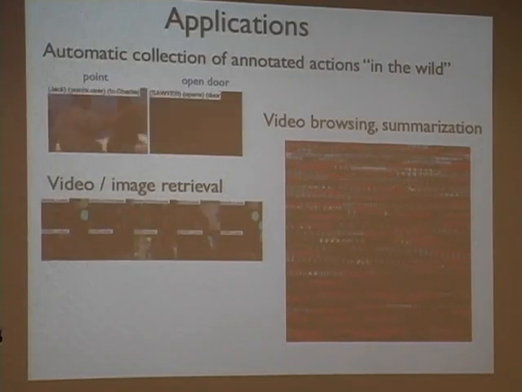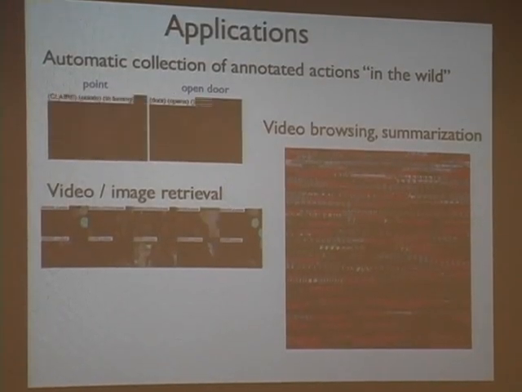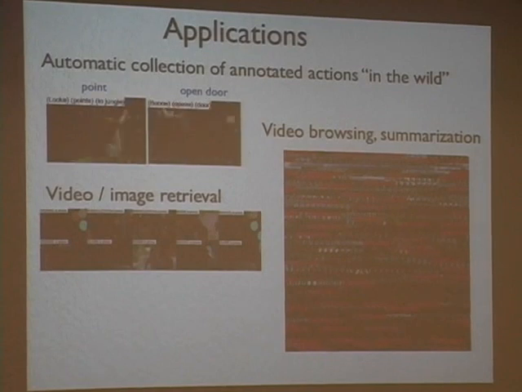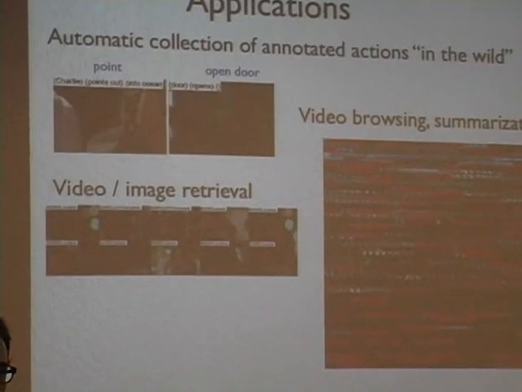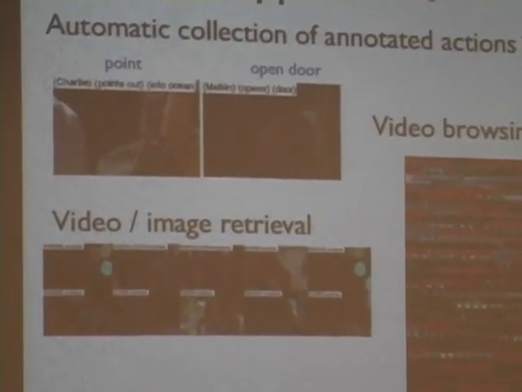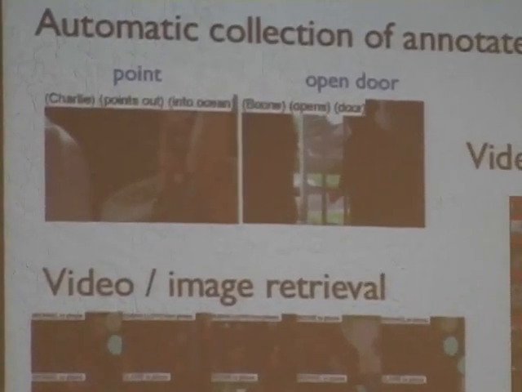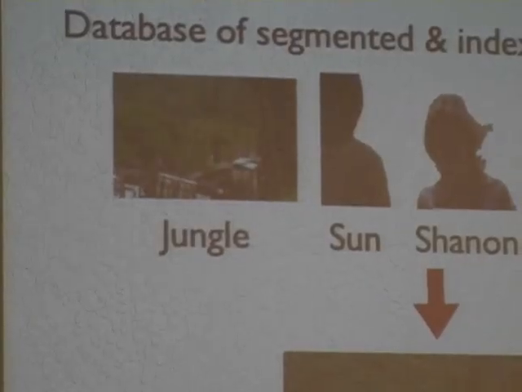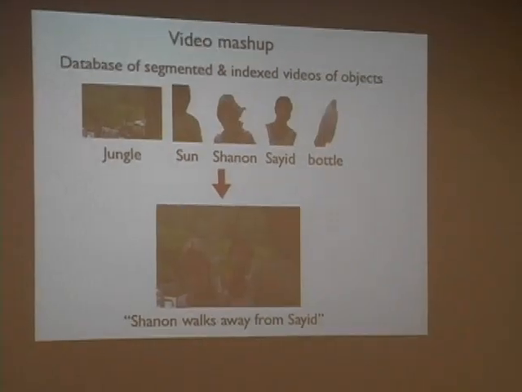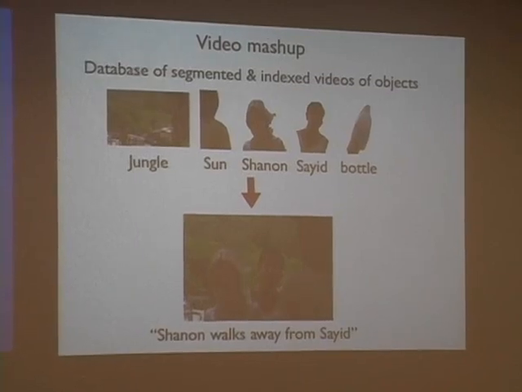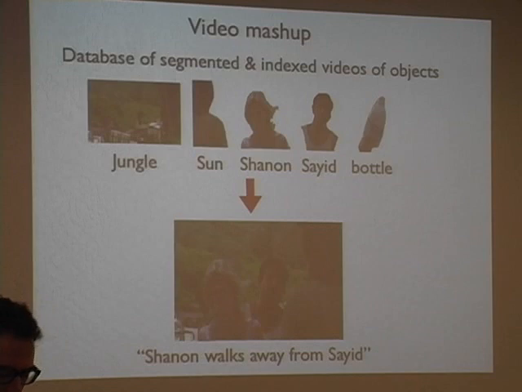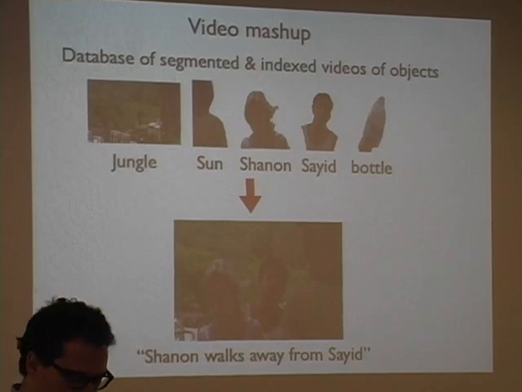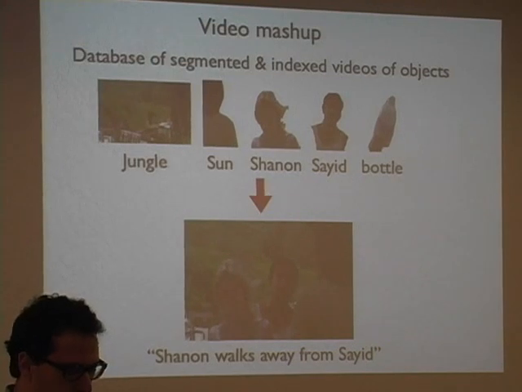So this is the type of applications we're interested in. We'd like to have automatic collection of annotated actions in the wild for retrieval and indexing purposes, also video and image retrieval, and video browsing and summarization. In the longer term, maybe also video mashup, where a user would have a database of segmented and indexed videos of objects, and he could plug them and mash them together. For example, here, Shannon walks away from side would be able to plug those different pieces together.